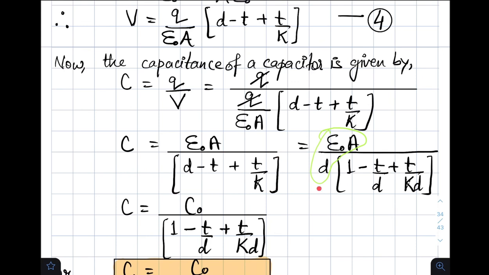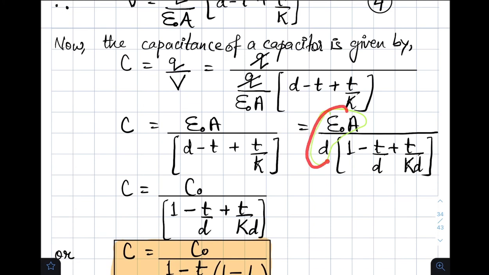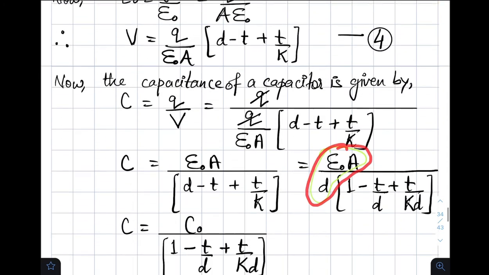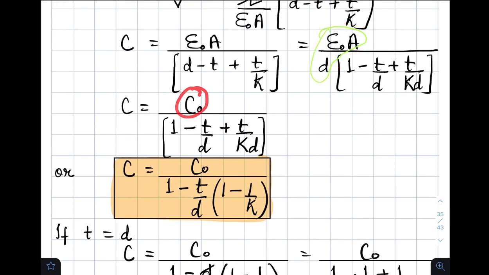If I take D common from all of these: here it has D, so it comes out and 1 is left. Here there is no D already, so it gets divided by D, and here also it gets divided by D. So I get epsilon naught A by D into 1 minus T by D plus T by KD, or DK, whatever you would like to write. Epsilon naught A upon D was our equation number 1, which equals C naught, the original capacitance. So C is equal to C naught upon 1 minus T by D plus T by KD.